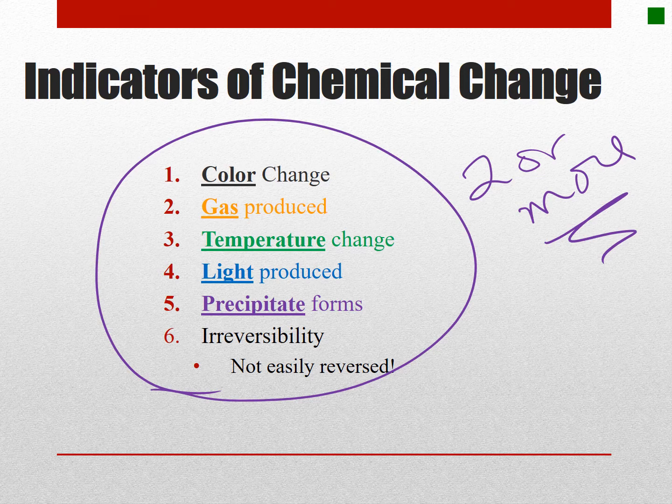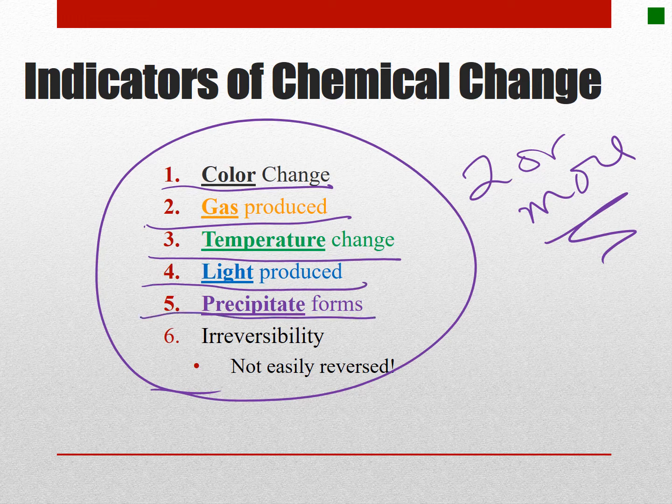Unless you've had some of them memorized, then you can just go with what you've already learned. Okay, so let's talk about a little bit of these. We've got a color change, gas production, temperature change, light, precipitate forming, and irreversible. Make sure you always remember irreversible. That's a key one that you'll use a lot.